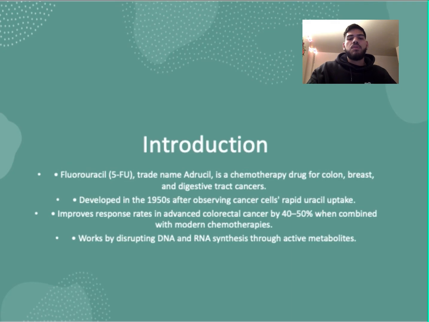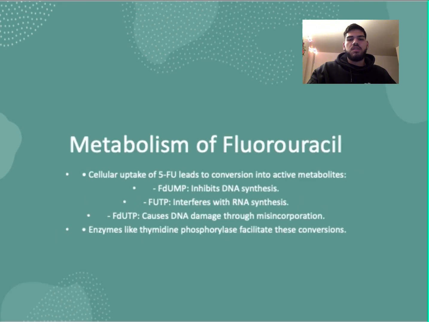So, how does 5-FU work? Once it enters a cell, it is metabolized into three active compounds: FdUMP, FdUTP, and FUTP. These compounds disrupt the processes cancer cells rely on for survival, namely DNA and RNA synthesis. Let's start with how 5-FU is metabolized.